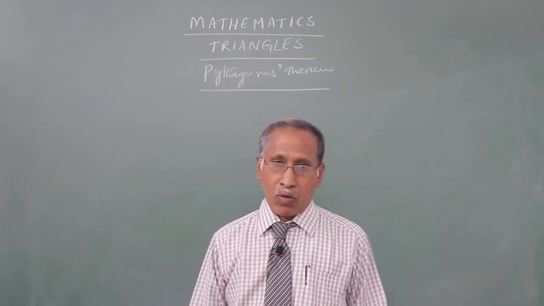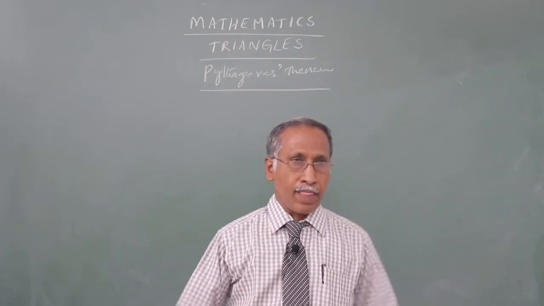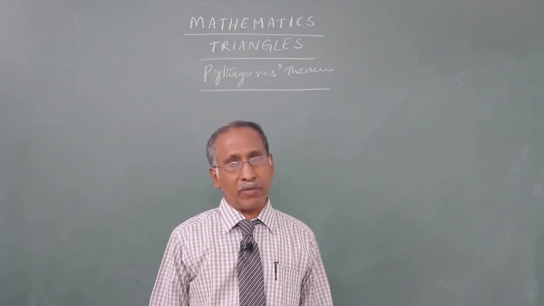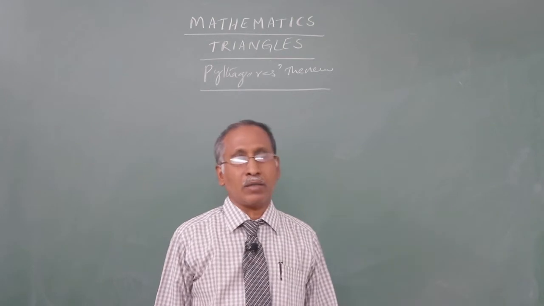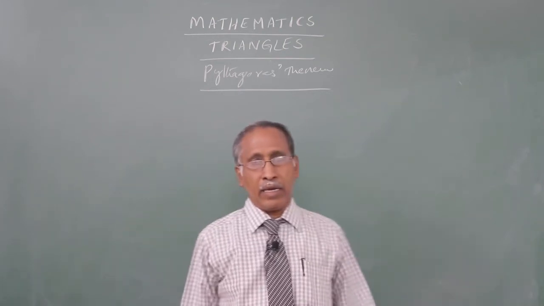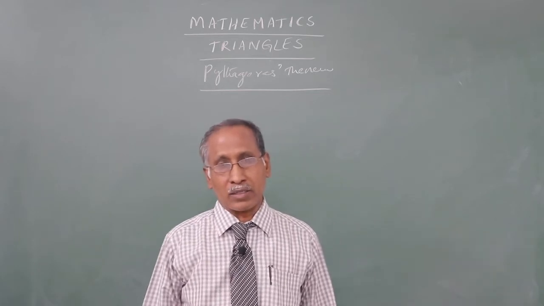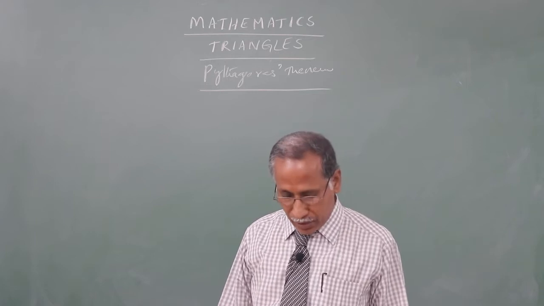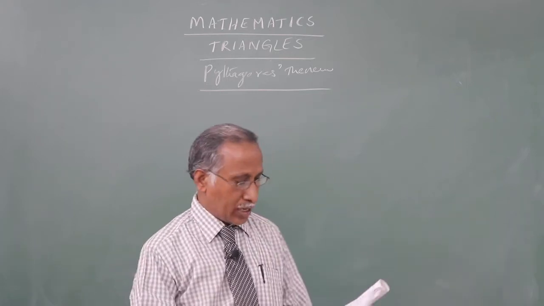Good morning, children. In the previous sessions, we have learned about similar triangles and their applications. Today, let us learn about the Pythagoras theorem, which is very, very important. The statement of this theorem says: in any right angled triangle, the square on the hypotenuse is equal to the sum of the squares on the other two sides.